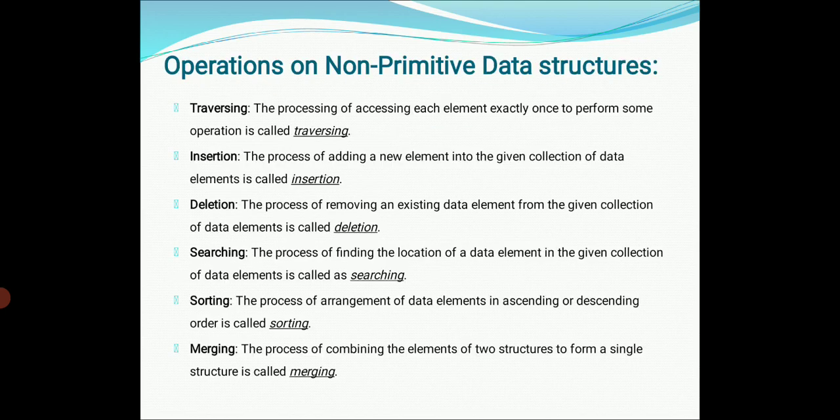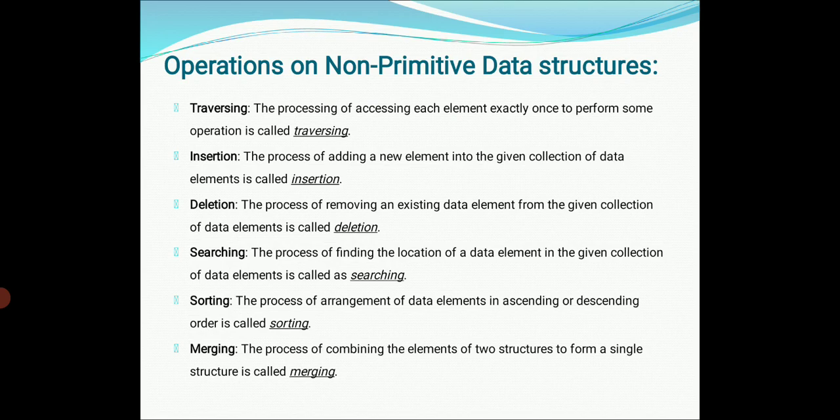Then the operations on non-primitive data structure. There are several operations which are performed on the non-primitive data structure. The first is traversing. It is a process of accessing each element exactly once to perform some operation. That operation we can call traversing. The second operation is a process of adding a new element into the given collection of data elements. So this operation we can call insertion. With insertion we are adding a new element into the data structure.